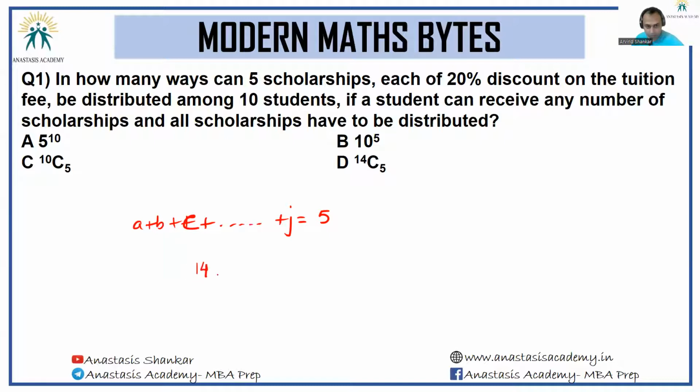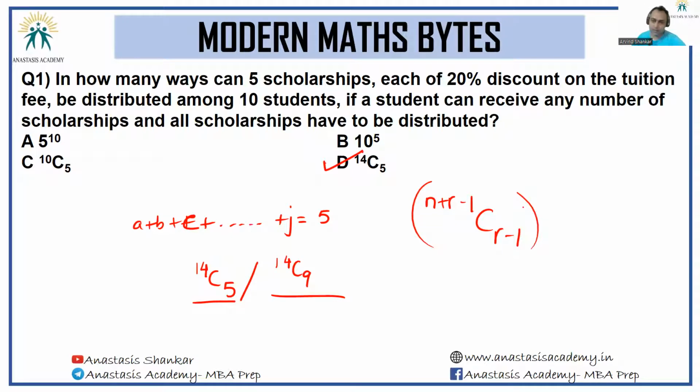So out of 14 items, I have to select 5 spots, or I have to select 9 spots, whichever you choose to do. 5 spots for objects, and the rest 9 will automatically get filled up by partitions. Or out of 14, I select 9 spots for partitions, and the rest 5 will get automatically selected for objects. This has to be the answer, or what is popularly given as this: n plus r minus 1 C r minus 1. If you are applying this, that is also fine. Otherwise, the logical or understanding based way is the first one.